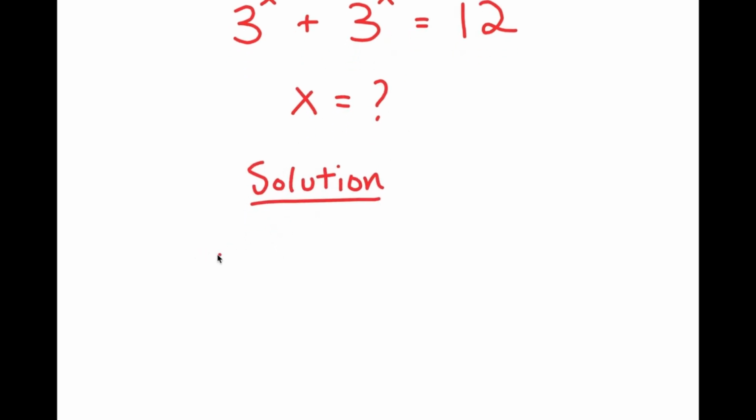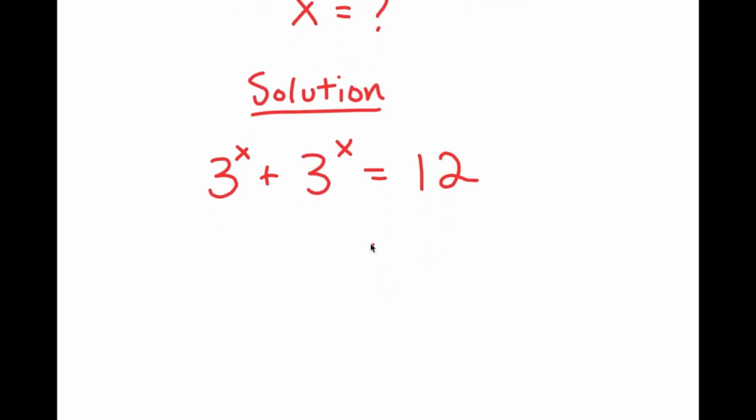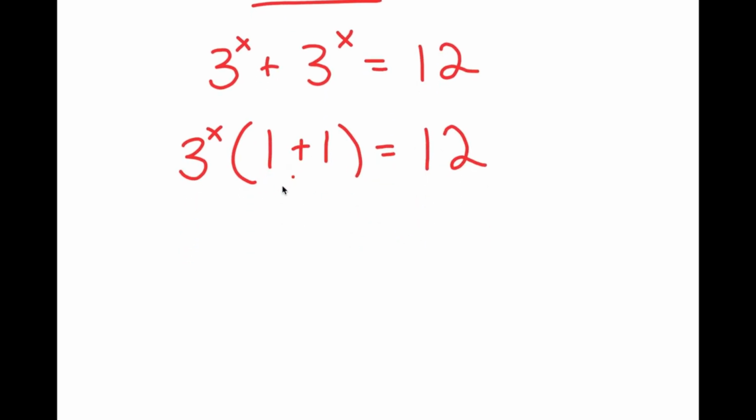So let me first rewrite my equation down here so I have a little more solving space. So my equation is 3 to the power of x plus 3 to the power of x is equal to 12. And the first thing I'm going to do from here is factor out 3 to the power of x from my left-hand side. So I get 3 to the power of x times, well, 3 to the power of x divided by 3 to the power of x is 1. So 1 plus 1, and 1 plus 1 is 2. So I get 3 to the power of x times 2 is equal to 12.